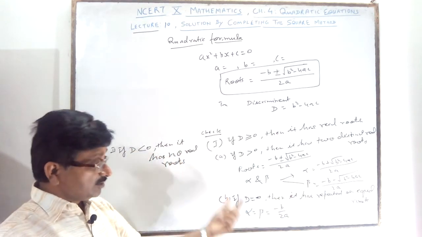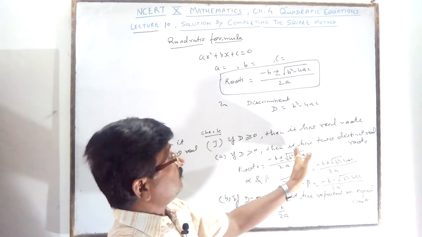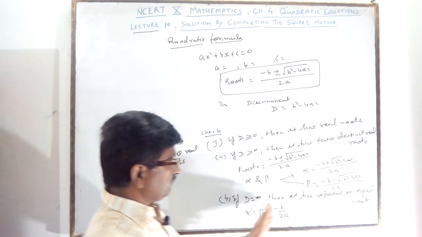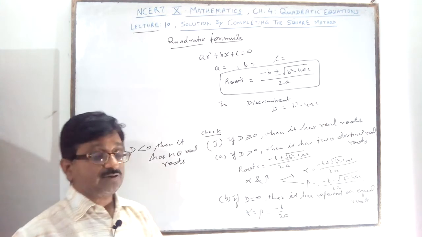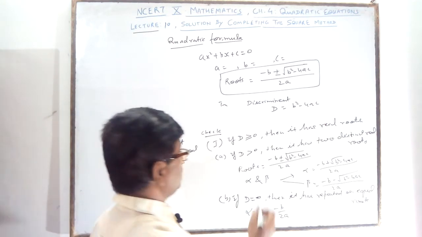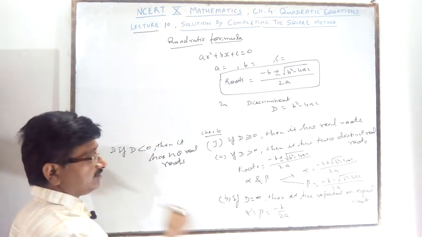If d is 0, then this part will be 0, and only minus b and 2a are left. So both the roots will be the same, minus b by 2a. These are repeated or equal roots. These are the three options. It is called the quadratic formula.